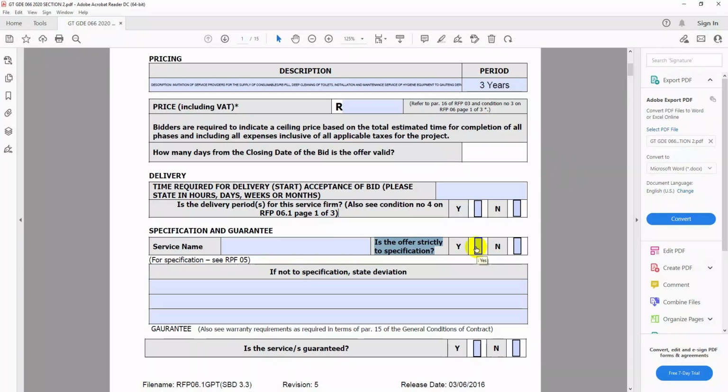Is it everything that they wanted? If they told you that they want supervisors, are you bringing 2 supervisors? If they want all these items exactly as they want, stainless steel, plastic white, sanitizer dispenser, toilet paper dispenser, everything, is it strictly to their specification now? If it is, you will tick yes. If it's a no, tell them the reason.